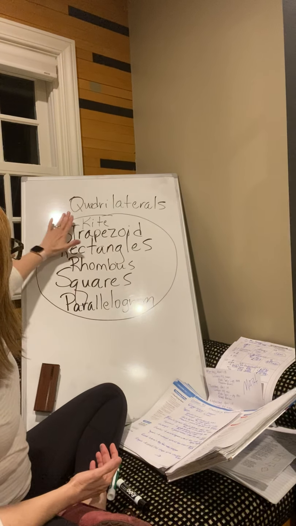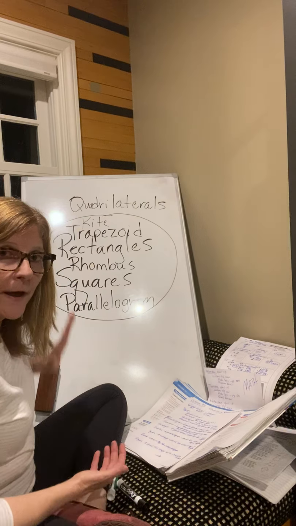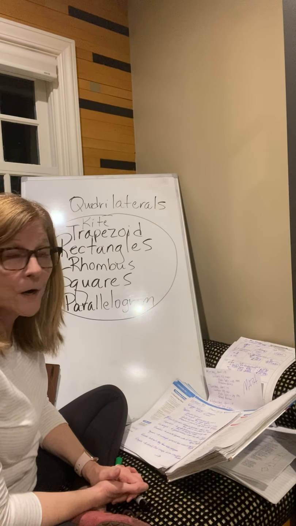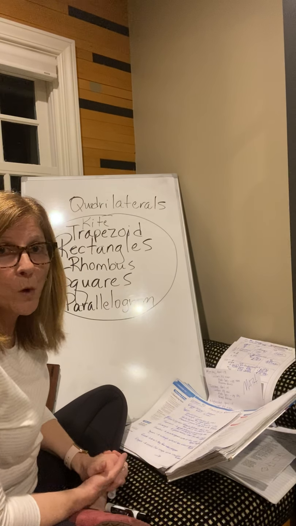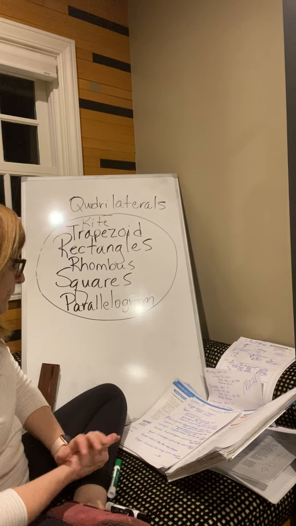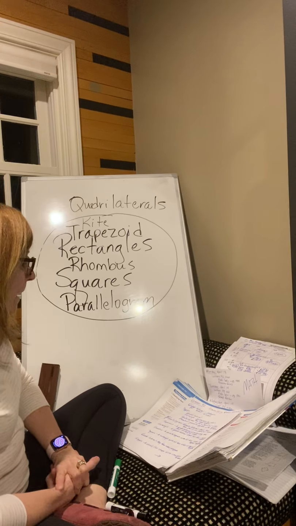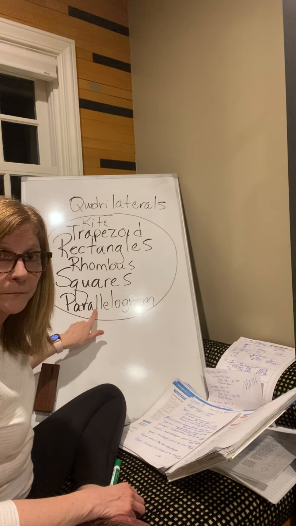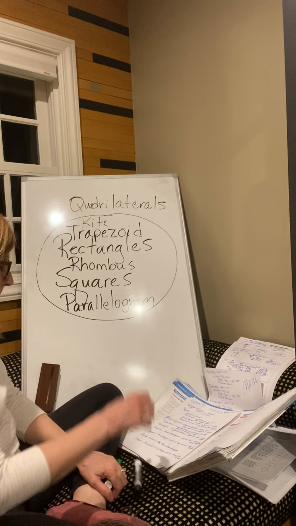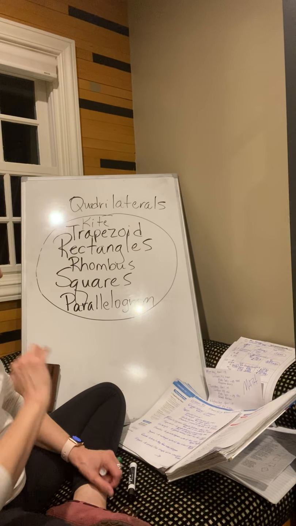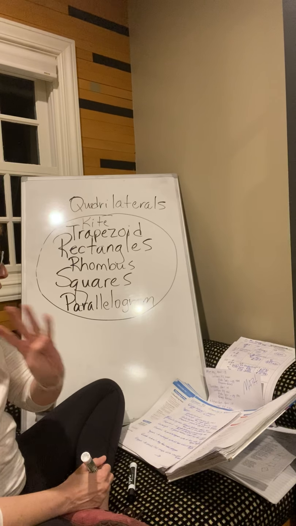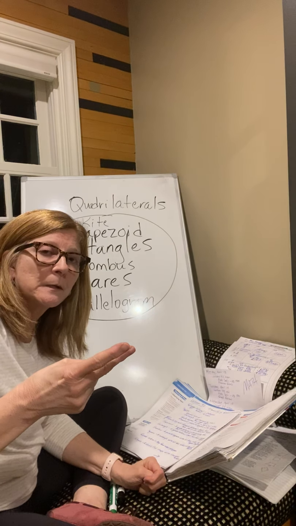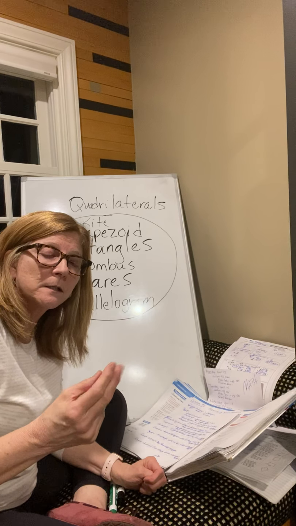So that means all of these other shapes have things about them that make them different from just being called a quadrilateral. There are different types of quadrilaterals. Now, let's take a parallelogram. A parallelogram is a polygon or a 4-sided shape, and it has 2 pairs of parallel lines.